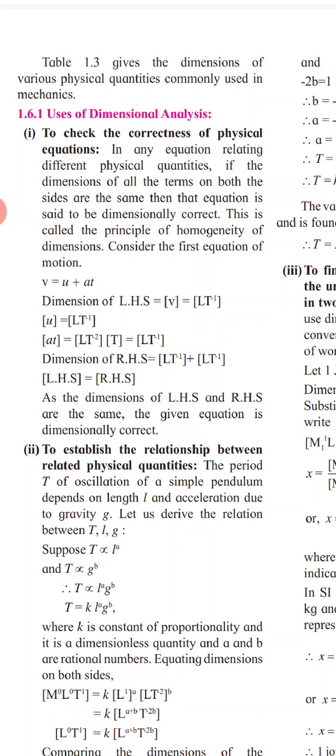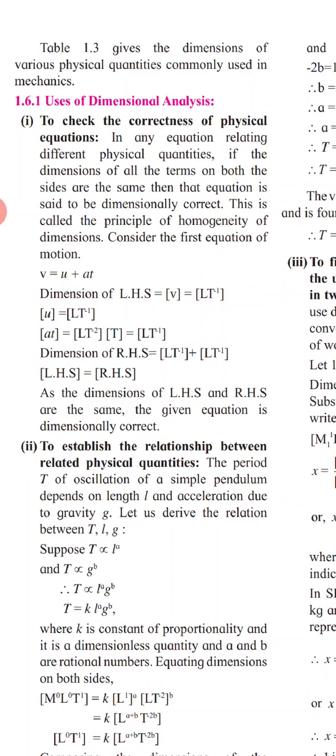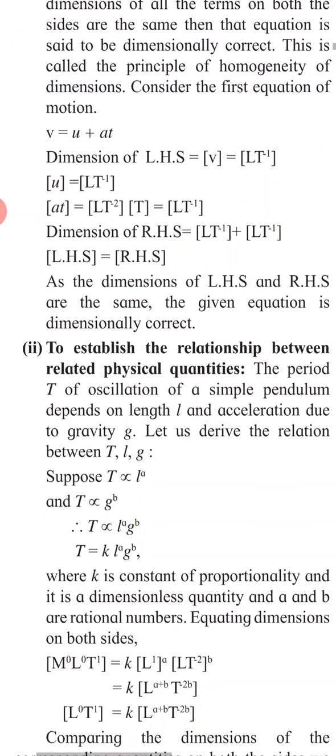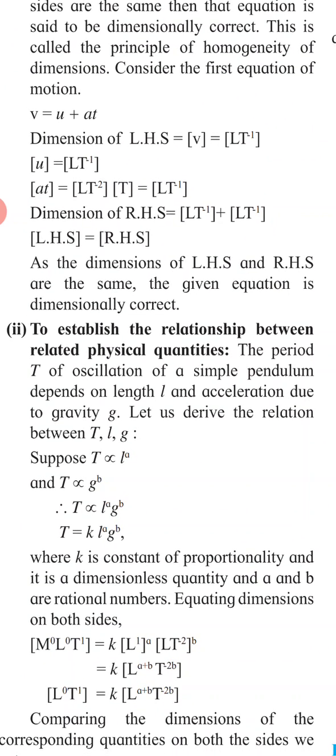suppose we first consider t is proportional to L^a. Okay, you can notice here we have to raise the power L raised to a. Then g raised to b. Again t is proportional to g raised to the b. So t is equal to k L raised to a g raised to b, where k is a constant of proportionality and k is what? Dimensionless quantity, which is constant, where a and b are rational numbers. Okay, whatever they may be, numbers.